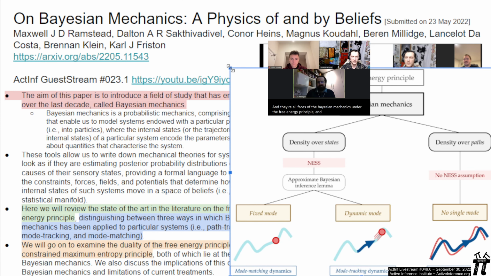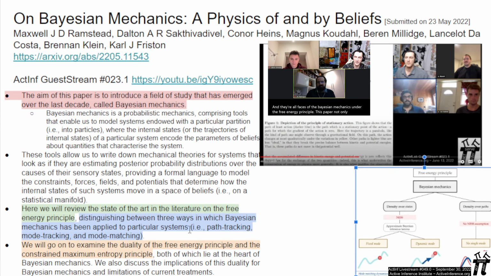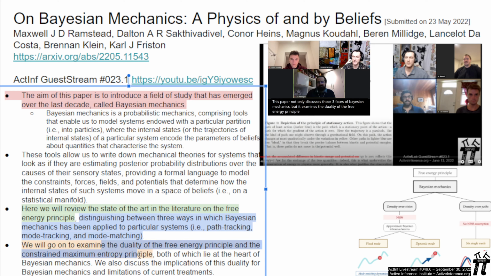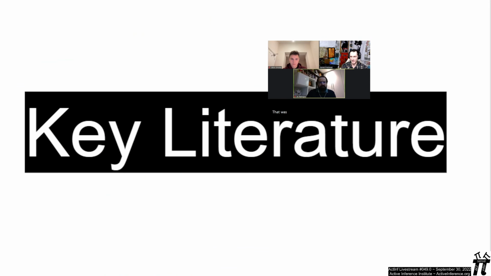And this paper not only discusses those three faces of Bayesian mechanics, but it examines the duality of the free energy principle and the constrained maximum entropy principle, developed and derived and explored in other Dalton work, which we're not going to talk about here. Moving on. That was the key literature.